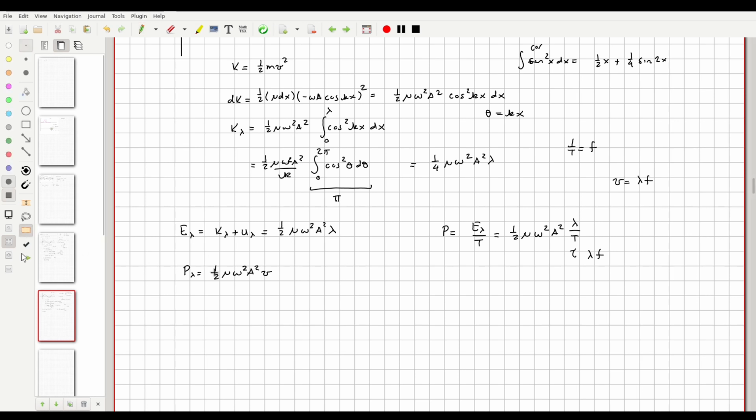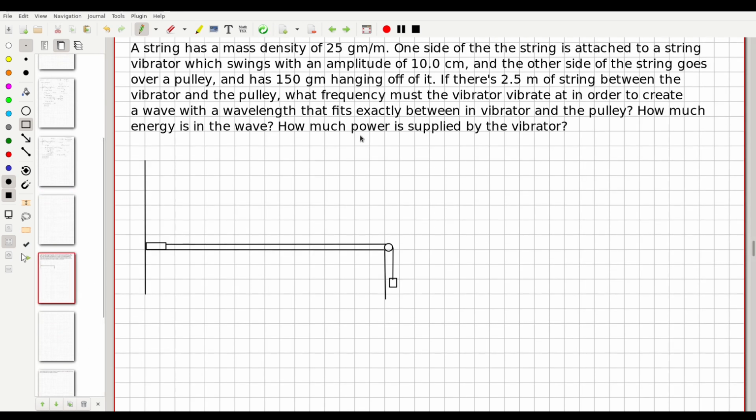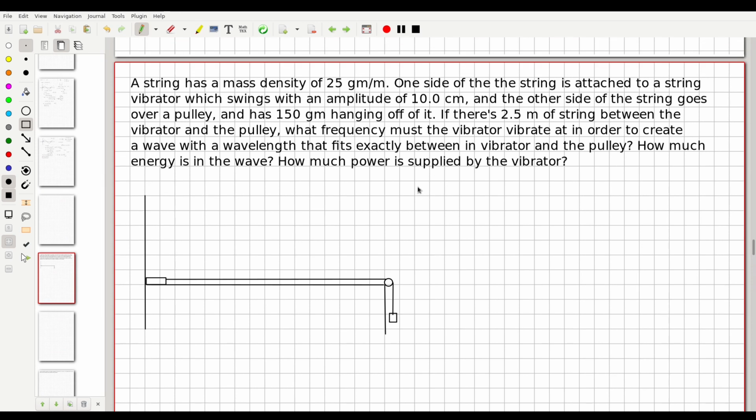So we have two good results here. We have the power inside the wave, and we also have the total amount of energy inside the wave. So what I'd like to do now is take those two equations and examine this problem right here.